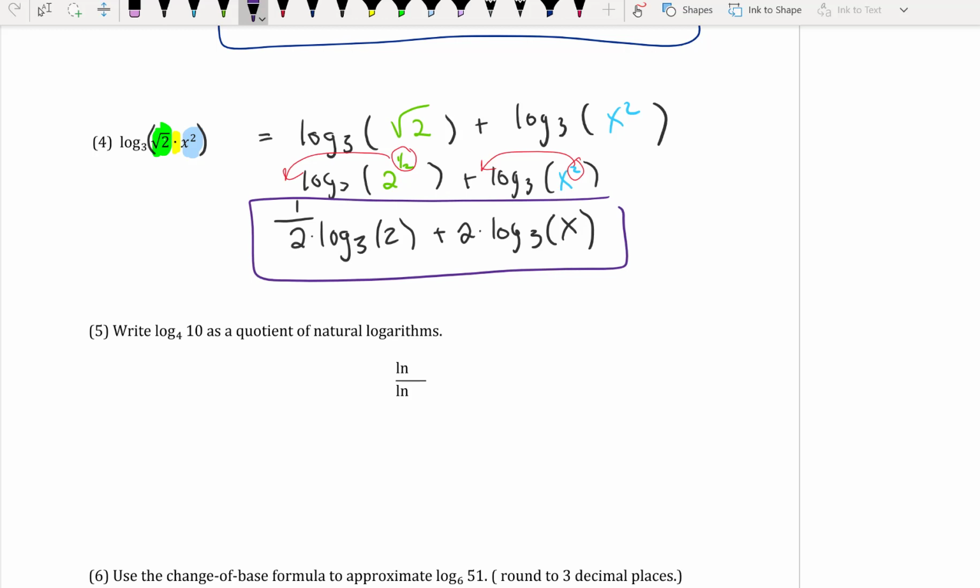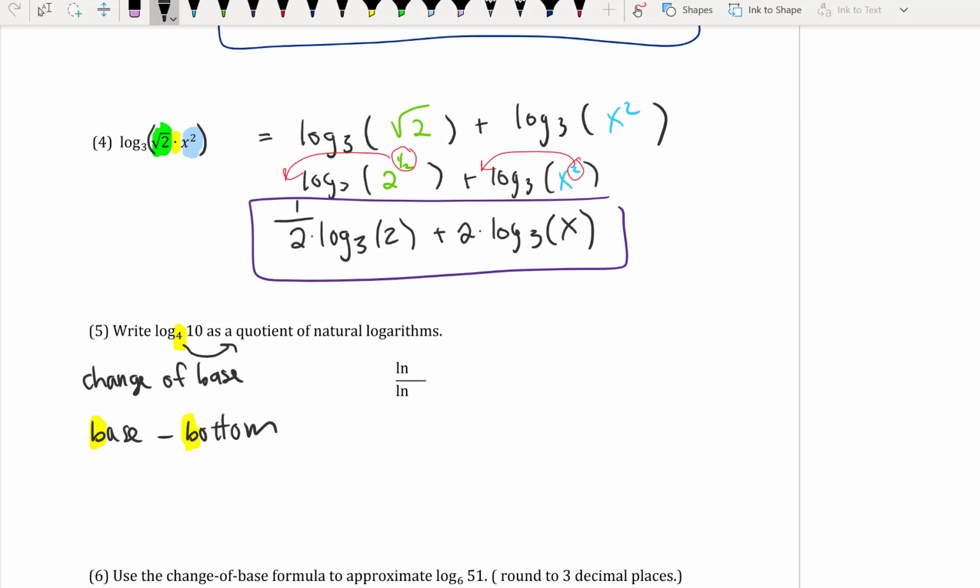Now for number 5, it says to write log base 4 of 10 as a quotient of natural logarithms. So this one is kind of using my change of base. So what I like to remember is that the base goes to the bottom. That's how I always remember it. B for base goes to B for bottom.